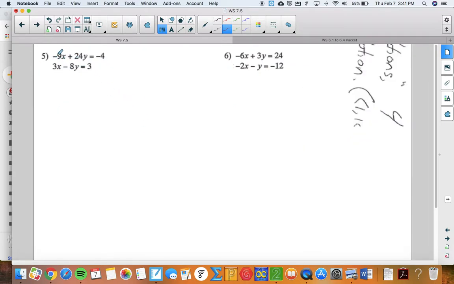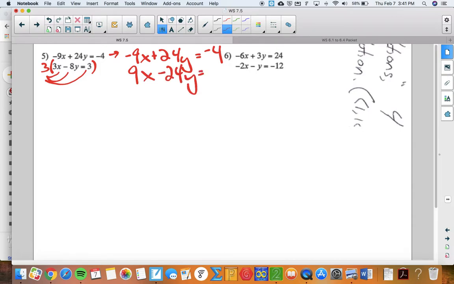Now here, the opposite of negative 9x is 9x. So I need to multiply the bottom by 3 to get opposite x's. And I realize that I don't have opposite y's, by the way. It's going to take work to get opposite y's, so I'm just getting opposite x's. It would be the same amount of work, it seems like. So on the bottom, when you distribute that 3, make sure you distribute it to every single thing, even that 3 over on the right side of the equal sign. So we get 9x minus 24y equals 9.